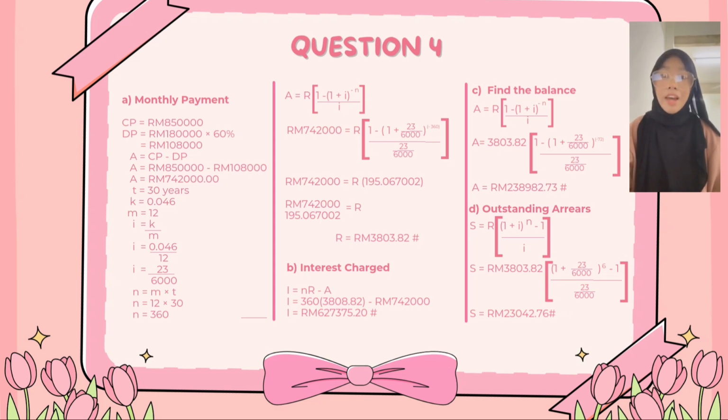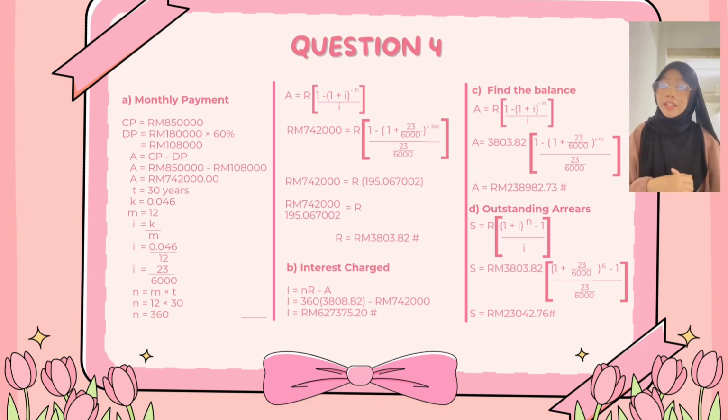So for the M, we have 12 because it is compounded monthly. So to find the I, we have to use the formula given, which is I equals to K divided by M. So I equals to 0.046 divided by 12. So the answer for I is 23 per 6,000. So next, to find the N, we have to times M with T. So 12 times 30 equals to 360.